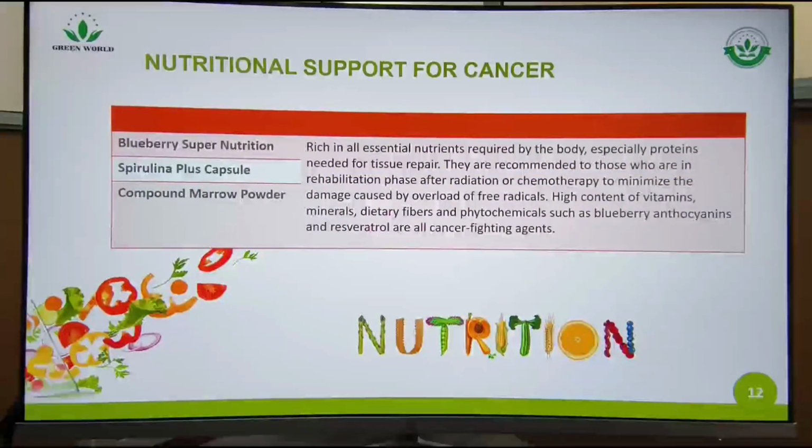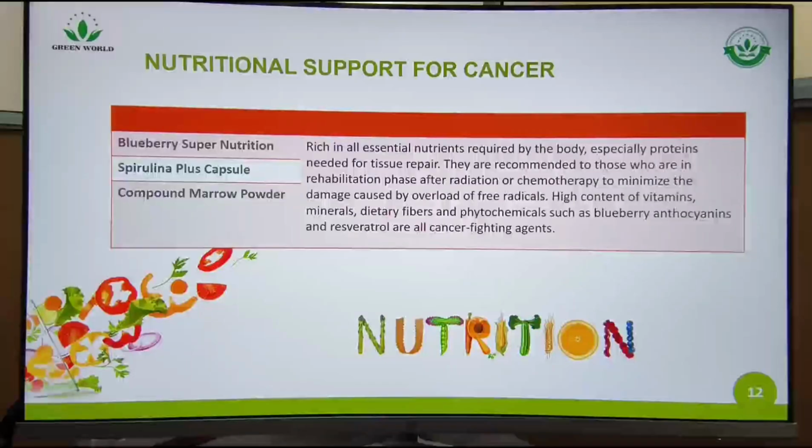Then nutritional support for cancer. So the previous ones are for boosting the immune system. Now these ones are to make sure that the cells are getting the required nutrients. Nutrition from the word nutrients. So we have blueberry super nutrition, we have spirulina plus capsule, and we also have compound marrow.